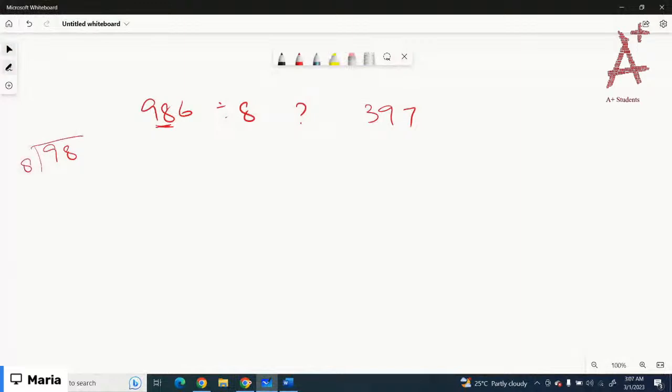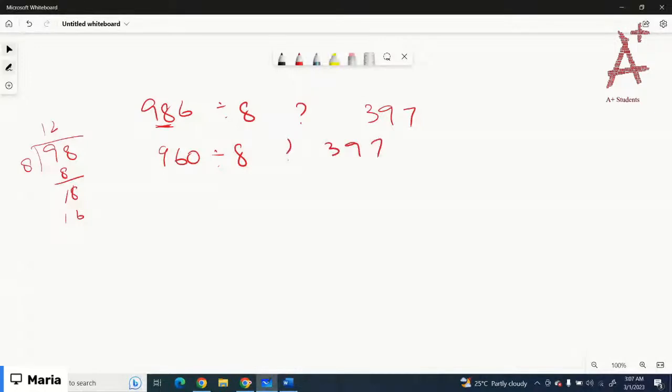8 times 1 is 8. 8 times 2 is 16. So we can round off this number to 960. Got it? Because you can divide 960 by 8. You can either round off the number to 800, because we know that 8 times 10 is 800. So you can round off.